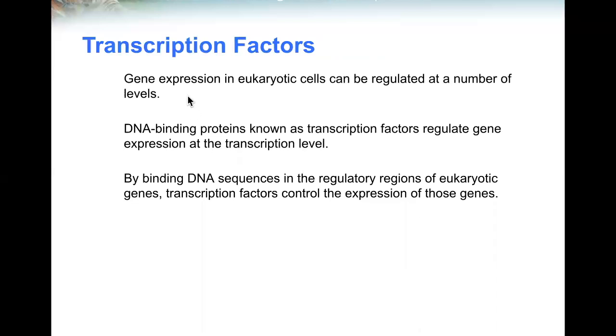Gene expression in eukaryotic cells can be regulated at a number of levels. DNA binding proteins known as transcription factors regulate gene expression at the transcription level. By binding DNA sequences in the regulatory regions of eukaryotic genes, transcription factors control the expression of those genes.